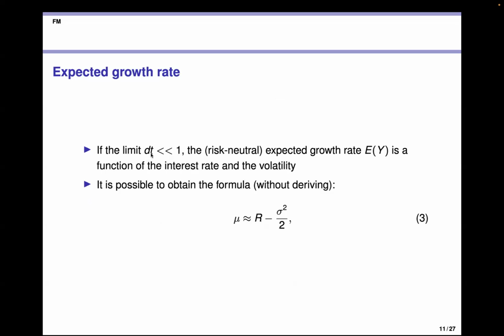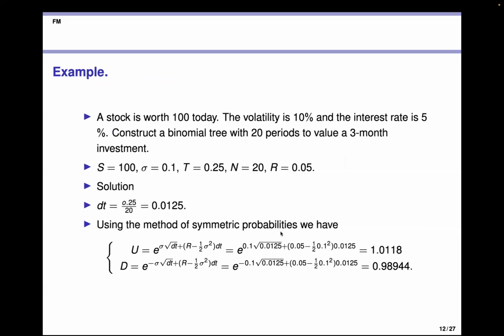we can notice that if the dt is more or less than 1, the risk-neutral expected growth rate, the mathematical expectation of y, is a function of interest rate and volatility. And it's possible to obtain this formula. So we will use this formula, but without deriving. It is mu equals r minus sigma square divided by 2.